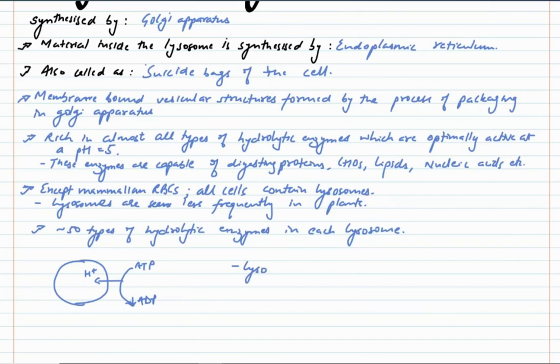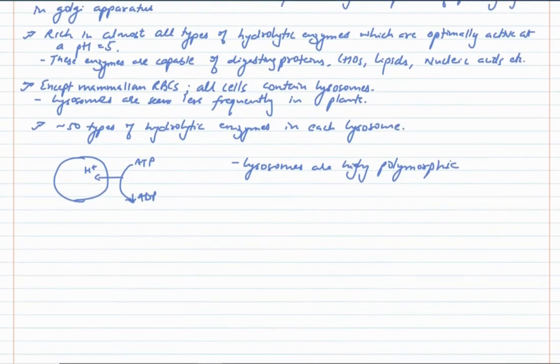Lysosomes are highly polymorphic. So they can be seen in various shapes and sizes because they have different physiological states, they have different functions. At different times, they are performing different functions.